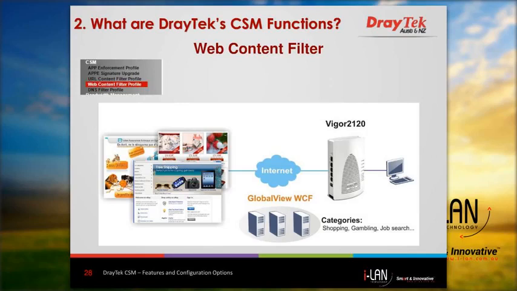And the next menu option under CSM is the web content filter. The web content filter can be used to block whole categories of websites, say for example sports, online shopping, and so on. The web content filter does require an annual subscription, but the routers do come with a 30-day trial, so you can try it before you decide to buy the license.